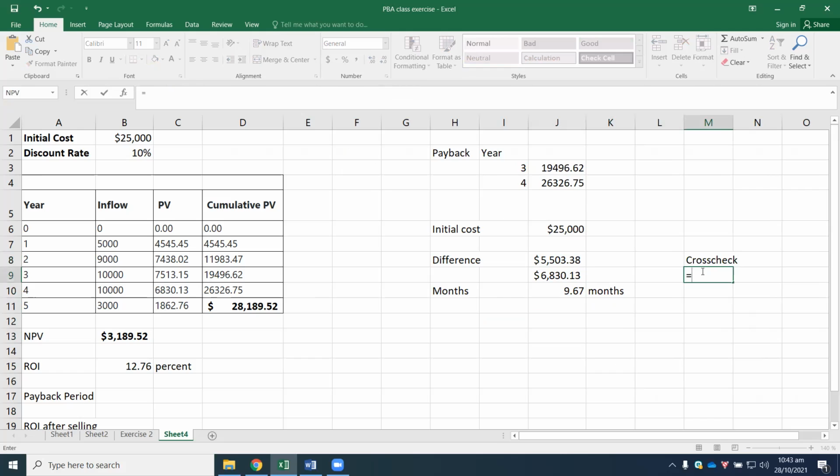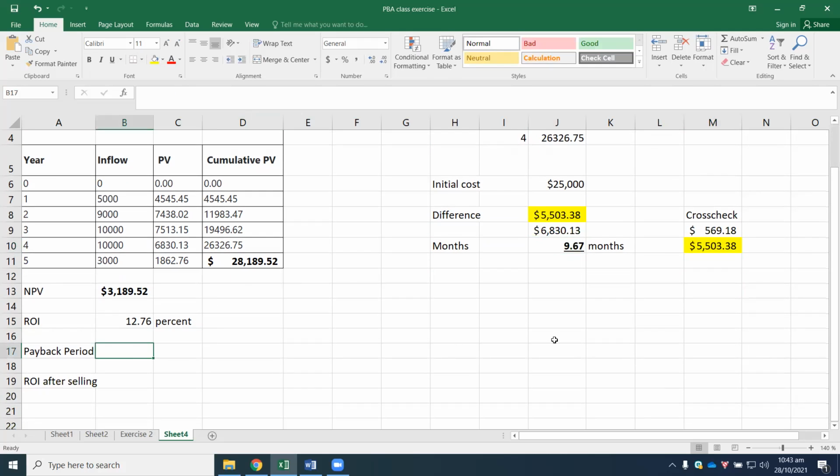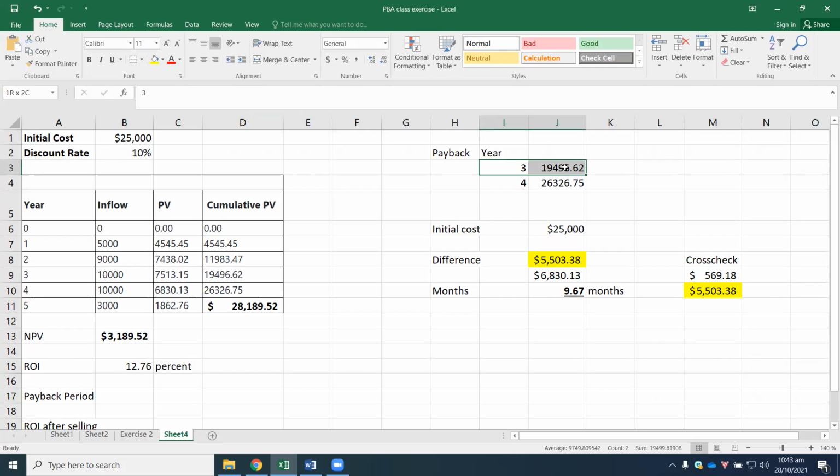Now, if you'd like to cross-check, you have 6830.13. That's the total inflow for year four. Then you divide it by 12 months, so you get a value of 569.18. Multiplied by 9.67, you get 5503.38. So this is also equal to that, which means your answer here is correct. So your total payback period is 3 years and 9.67 months.